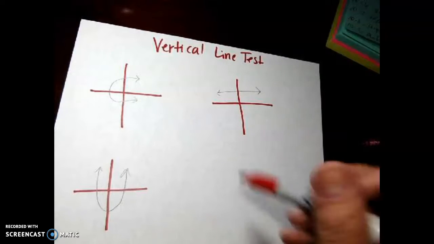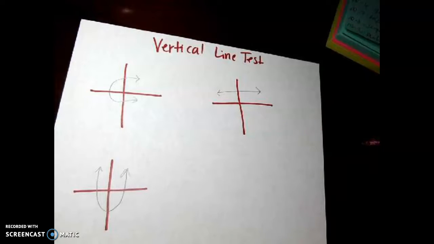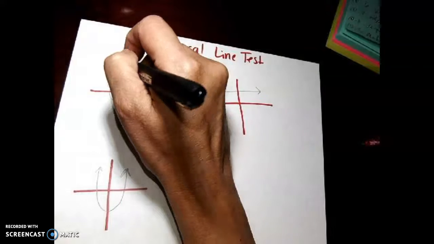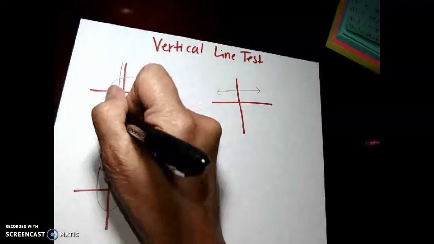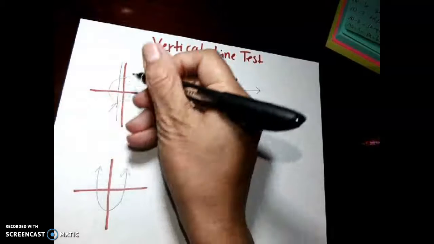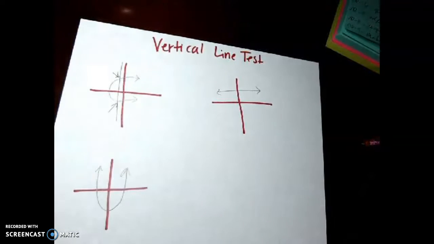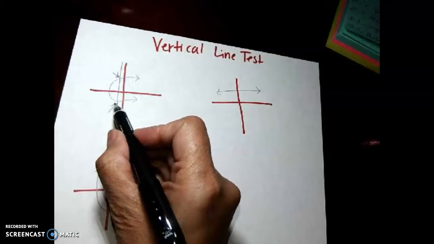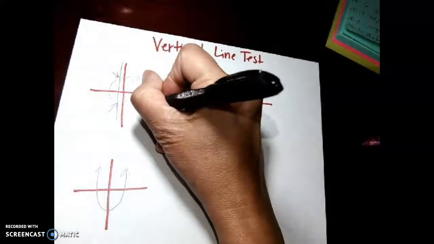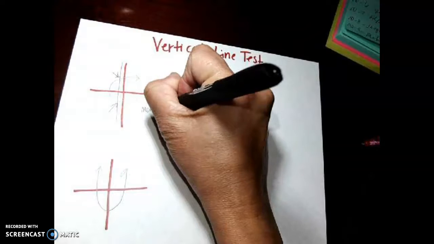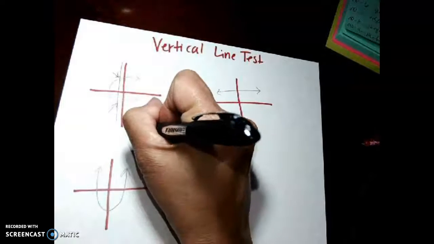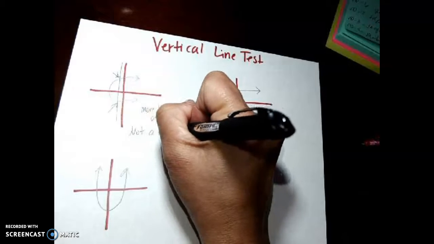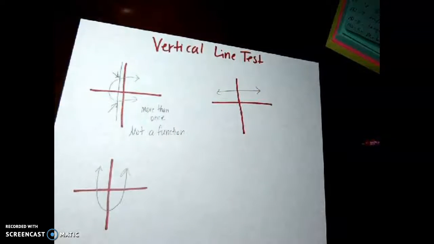And what I mean by the vertical line test is you are going to basically draw a line just like that. And if this line hits here and here, it hits twice. Okay? So if it hits more than once, this is not a function. It can only hit once when you do the vertical line test.